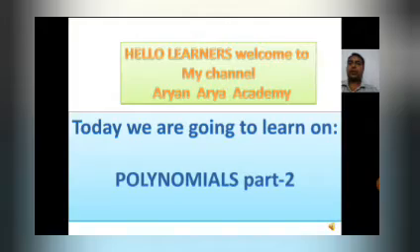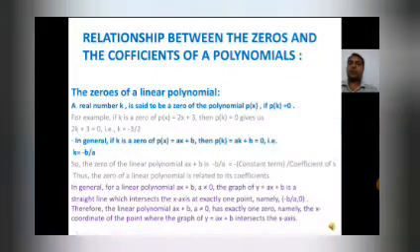Today we are going to learn the relationship between the zeros and the coefficients of polynomials. In this topic, we discuss linear polynomials, the relationship between zeros and coefficients, quadratic polynomials, the relationship between zeros and coefficients, and related sums. So now, first, the zeros of linear polynomials.